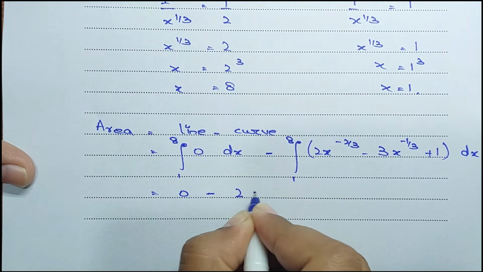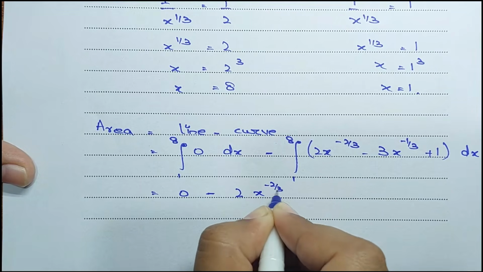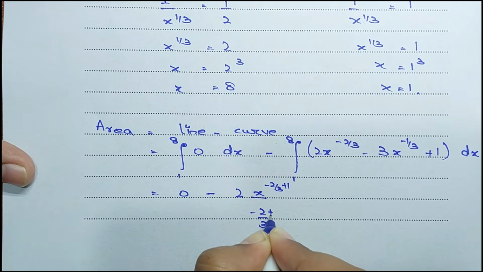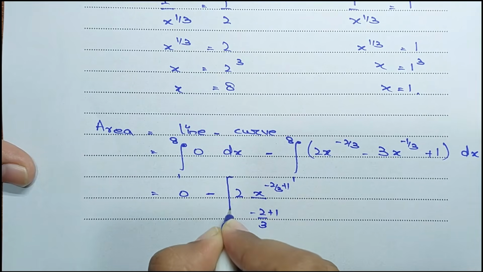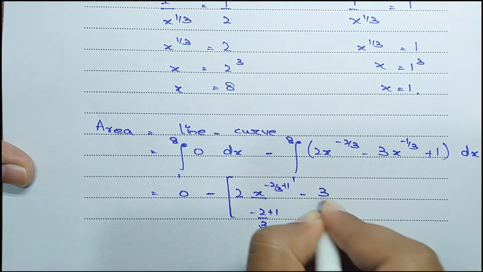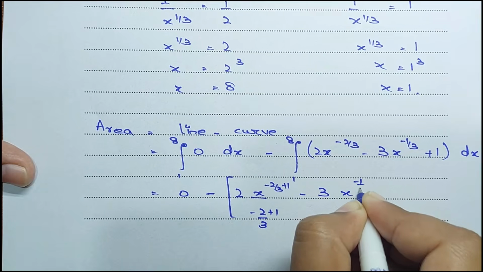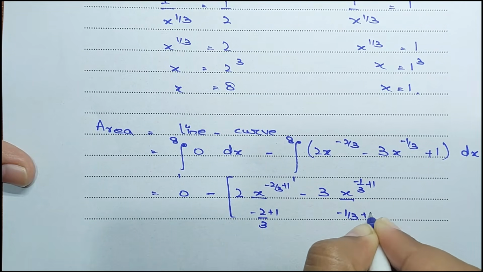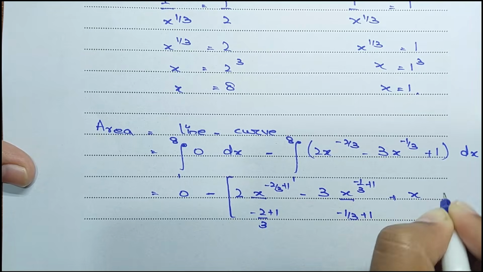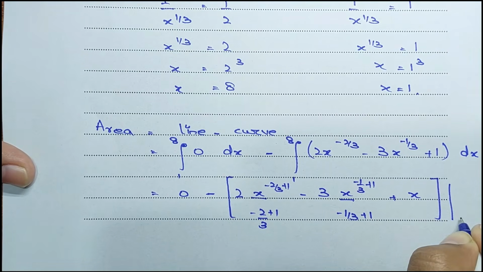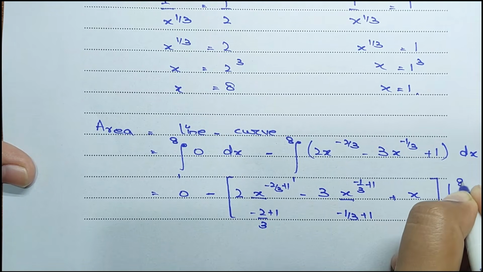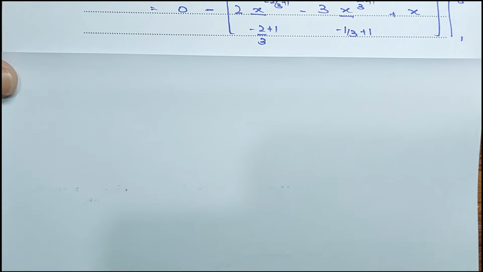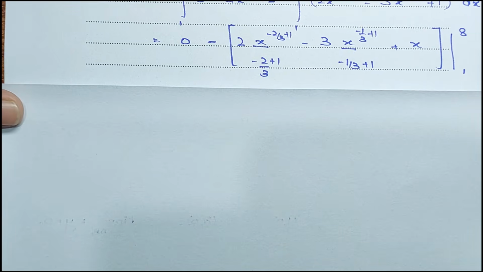2 is as it is, x to the power minus 2 by 3 plus 1 over minus 2 by 3 plus 1. Okay, minus 3 is outside, x to the power minus 1 by 3 plus 1 over minus 1 by 3 plus 1, and the integration of 1 is x. It's a definite integral, so we are not adding the constant of integration. The upper and lower limits are 1 to 8. Further simplification I'm going to do over here.